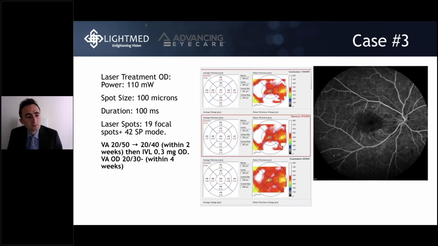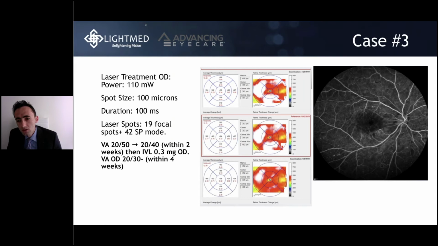So he also received laser treatment with a 577 nanometer laser for the diabetic macular edema, the power of 110 milliwatt with a spot size of 100 microns and the duration of 100 milliseconds. Initially, I did 19 spots of focal laser, and this is sometimes what I use because I like to test the power of the laser just a little bit away from the central part of the macula.